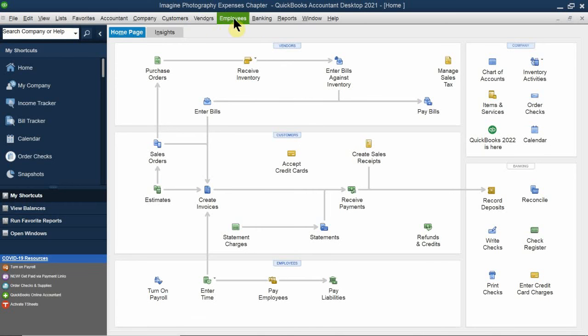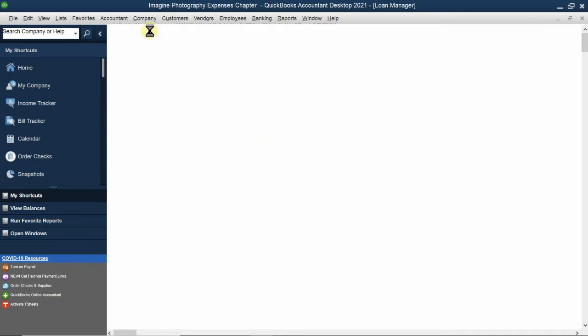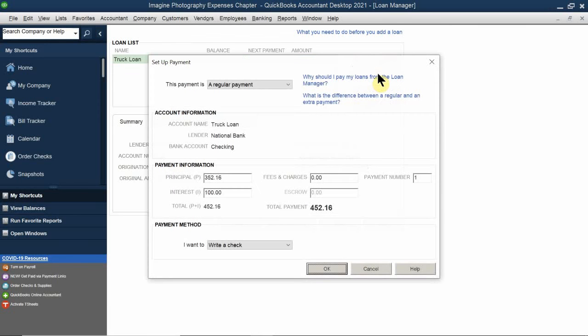When the time comes, you're just going to go right back into your loan manager. Banking, loan manager. So you get that same window, right? You have your loan there, and now I want to pay my loan. I can either create one or I can just go ahead and make a payment. So in this case, I'm going to set up a payment. When you are making a payment, you're always going to say whether this is a regular payment or a second payment.